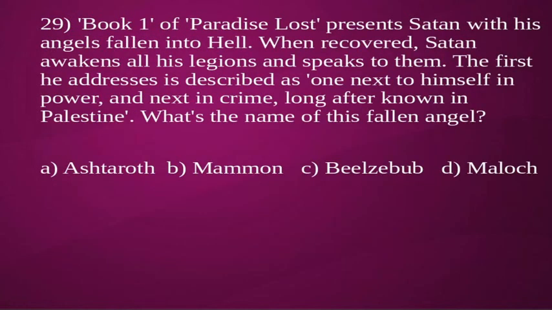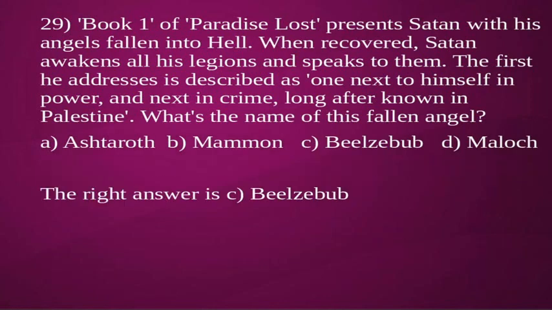Question number 29 is, Book 1 of Paradise Lost presents Satan with his angels fallen into hell. When recovered, Satan awakens all his legions and speaks to them. The first he addresses is described as one next to himself in power and next in crime, long after known in Palestine. What's the name of this fallen angel? Option A, Astaroth. Option B, Mammon. Option C, Beelzebub. And option D, Moloch. The right answer is C, Beelzebub.